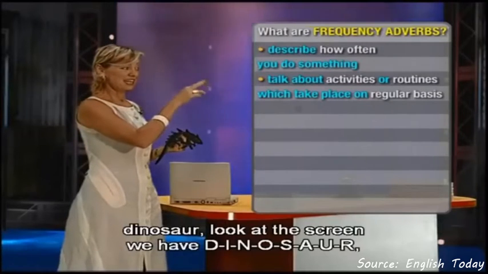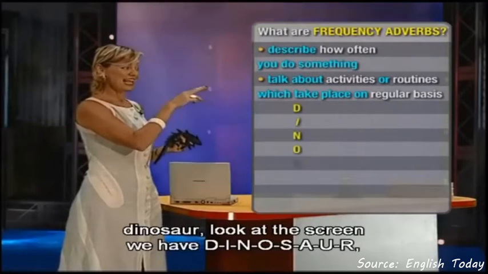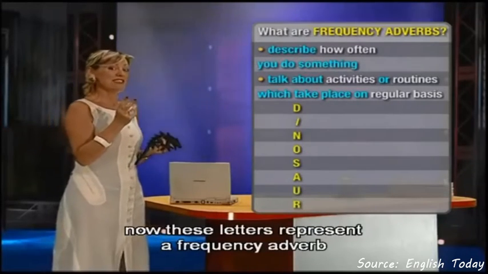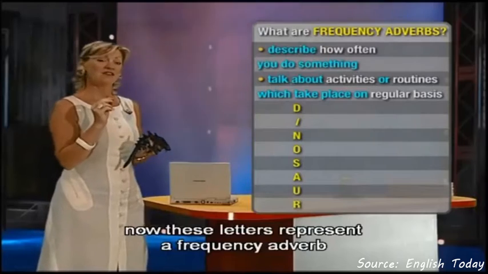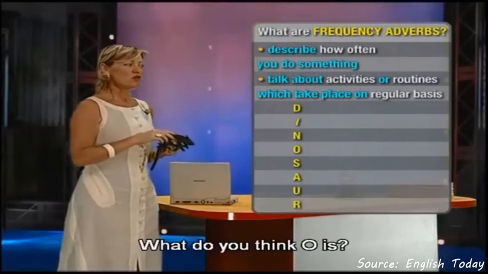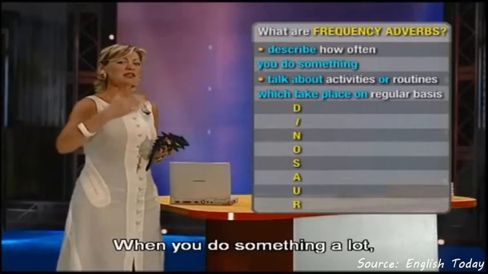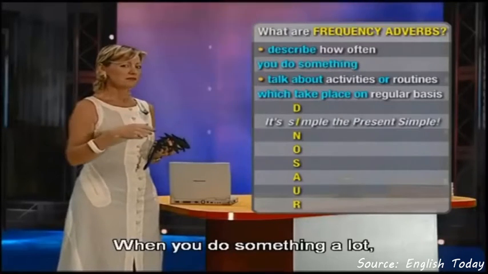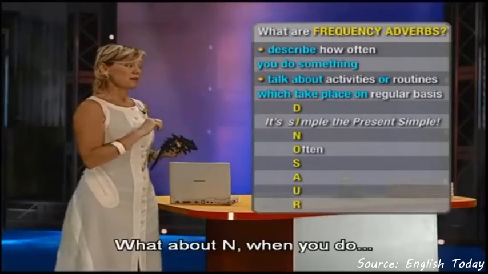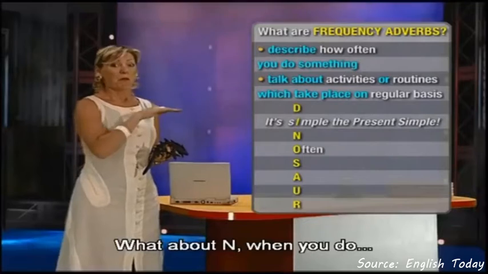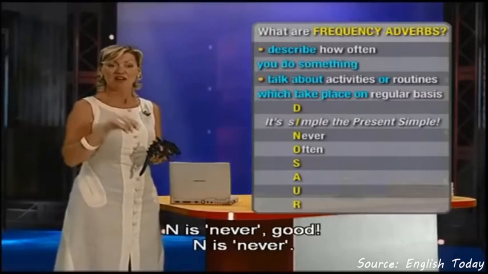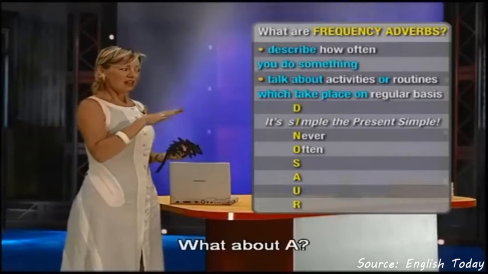Dinosaur. Look at the screen. We have D-I-N-O-S-A-U-R. Now, these letters represent a frequency adverb. Let's see if you can find them. What do you think O is when you do something a lot? Yeah, often. O is often. What about N? N is never. Good. N is never.